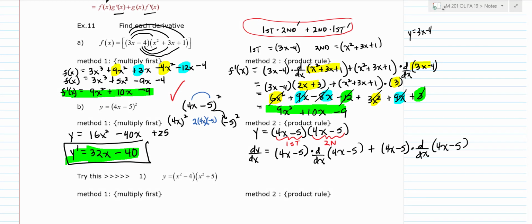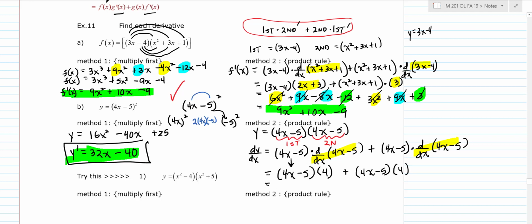Okay, now what we're going to do then is we got to do this derivative and that derivative and then simplify it out. Hopefully we'll get the same answer. I'm sure we will. Okay, so we get 4x minus 5 there. That comes down. This derivative is 4. Plus sign comes down. That comes down. And then that derivative again is 4. So now just multiply it out and see if you don't get the same thing.